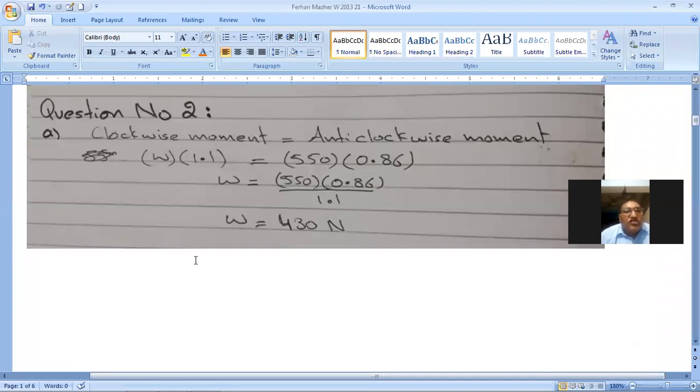So on your screen, we have question number 2, A part. Clockwise moment is equal to anti-clockwise moment. W into 1.1 equals 550 into 0.86, and the value of W will be 430 Newton. I hope that you have understood this.